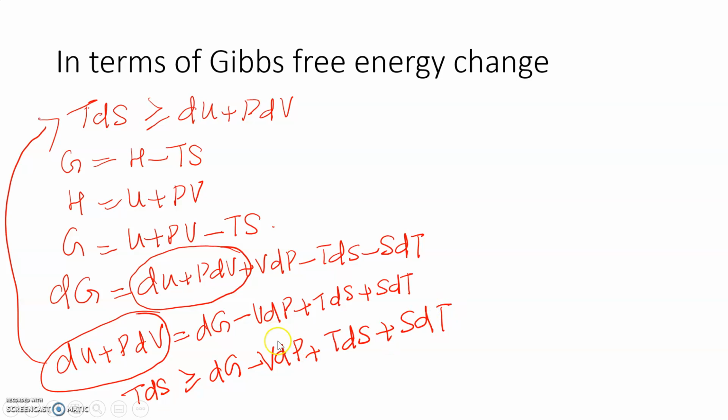Since TdS is on both sides, we can cancel it out. What's left is 0 is greater than or equal to dG minus VdP plus SdT.